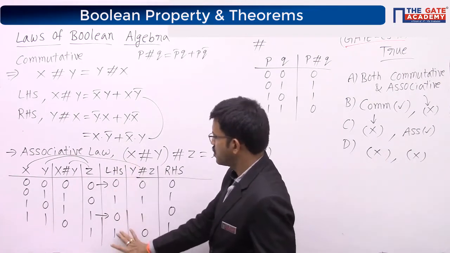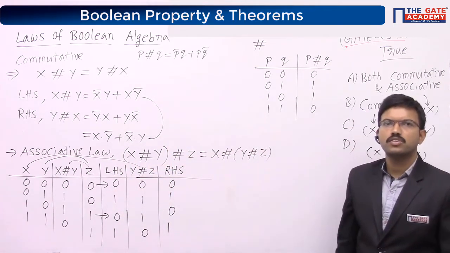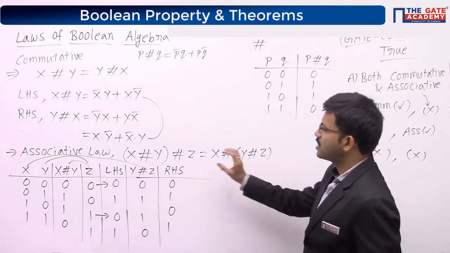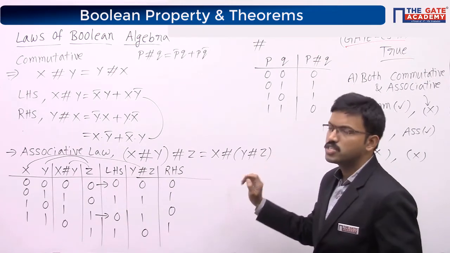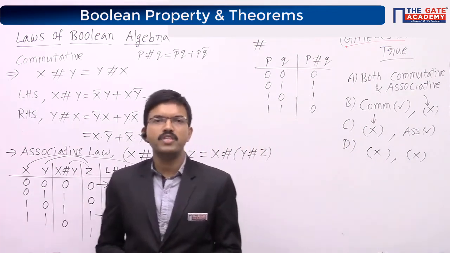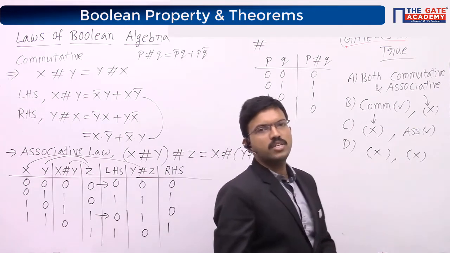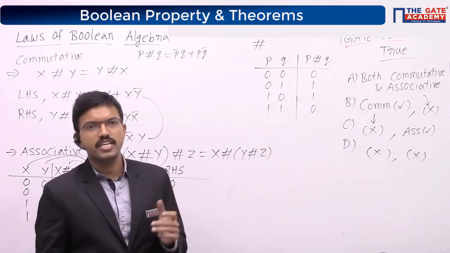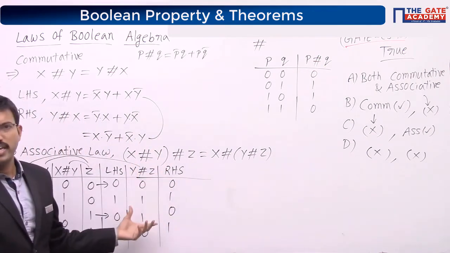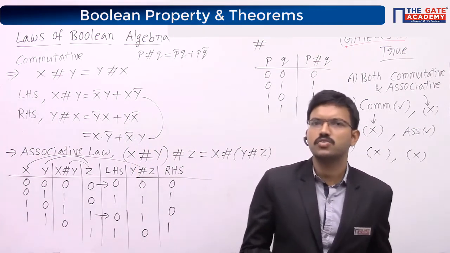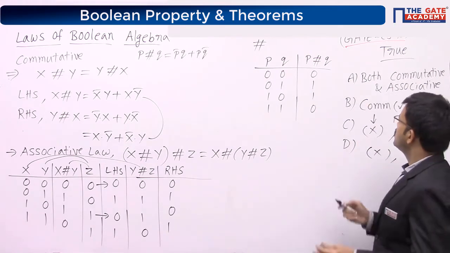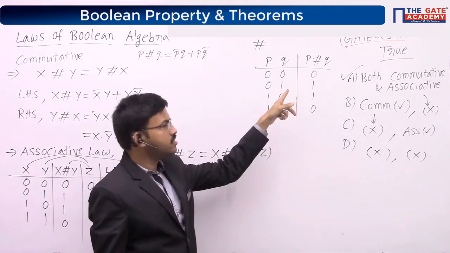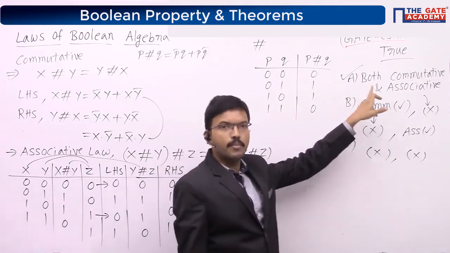Now observe the LHS column and RHS column, whether those two are the same or not. LHS column and RHS column are the same, right? So that means the exclusive OR operator satisfies the associative law. In the previous class, when I was discussing gray code, I mentioned the exclusive OR operator will satisfy the associative law. Now I am giving the proof of how it satisfies it. So the answer for this question is option A. Whatever the binary operator hash is, here that binary operator is nothing but exclusive OR. It is satisfying both commutative and associative.